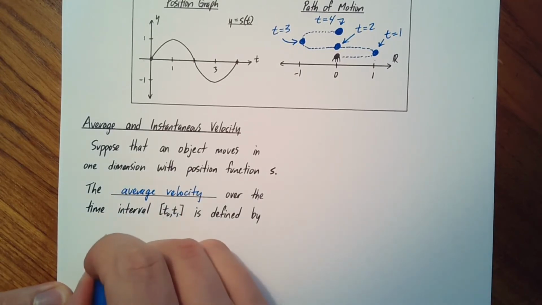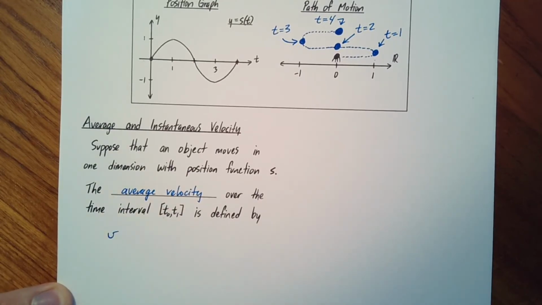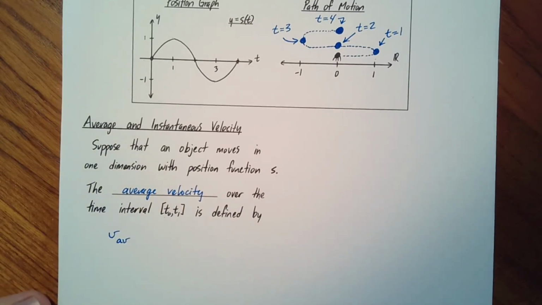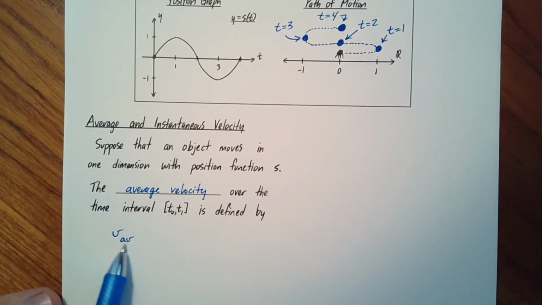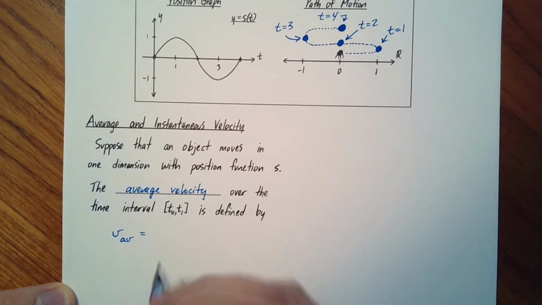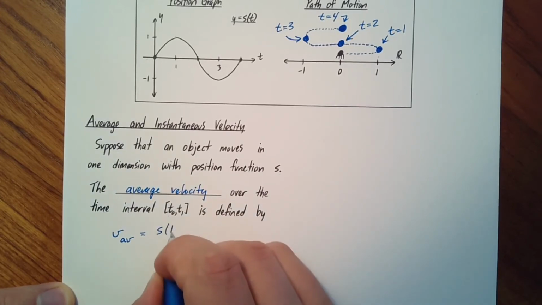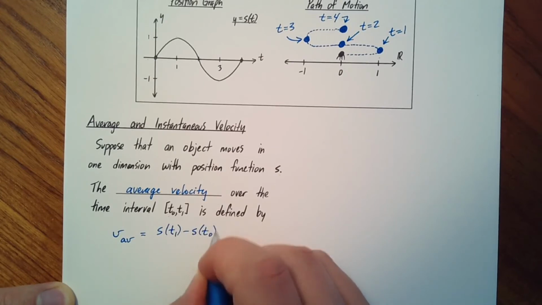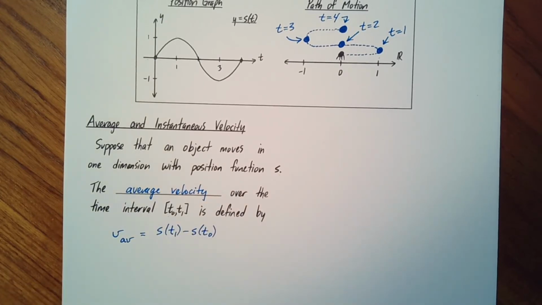Well, for the notation, we write the letter v, and then in subscript, we're going to put just the 2 letters AV, short for average. So it's the velocity, the average velocity. That's how you should read this notation. And how it's defined is using the following fraction. We're just going to take s of t1 minus s of t0.